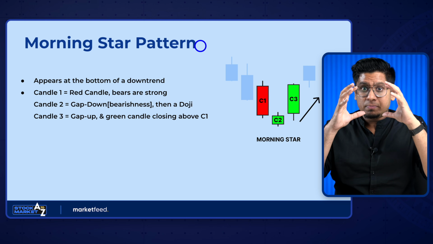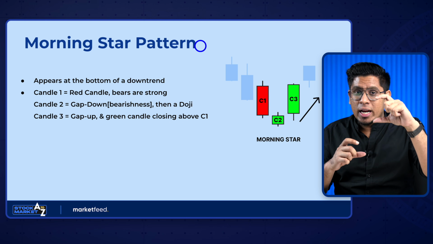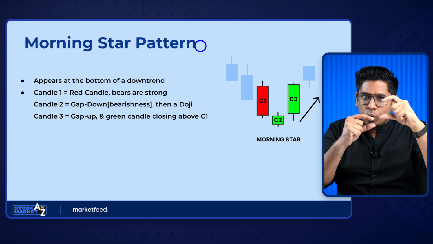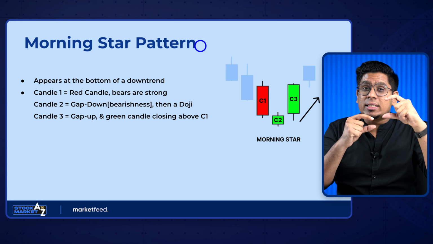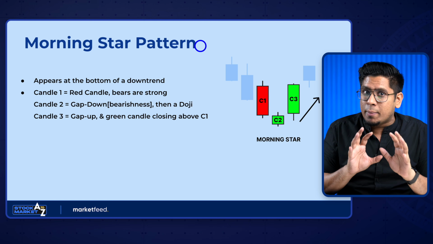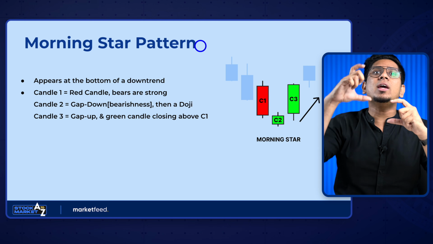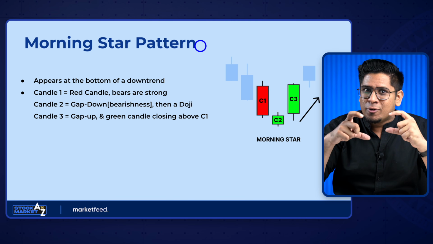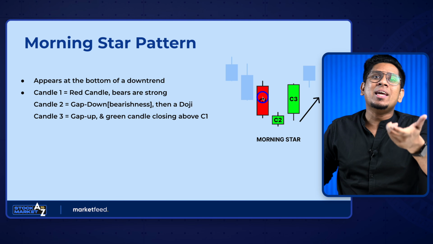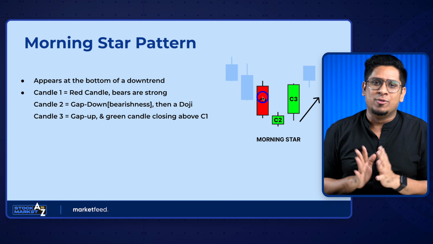So a Morningstar pattern, if you think about it, appears at the bottom of a downtrend. So a downtrend is happening, at the bottom of the downtrend C1 has formed, which is a red candle. Then comes C2, which is a kind of rejection, which tells us that the downtrend is probably coming to an end or probably taking a pause. Then comes the next candle, which is a very large green candle, which engulfs even C1, which means that now there is a proper trend reversal, right?